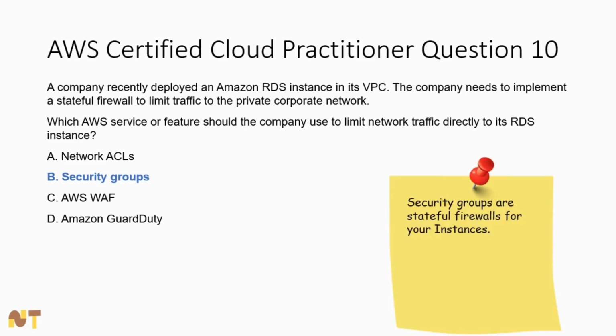WAF is a web application firewall that helps protect your web applications from common web exploits, but it is not used for controlling access to Amazon RDS instances. And GuardDuty is a threat detection service and does not act as a firewall.